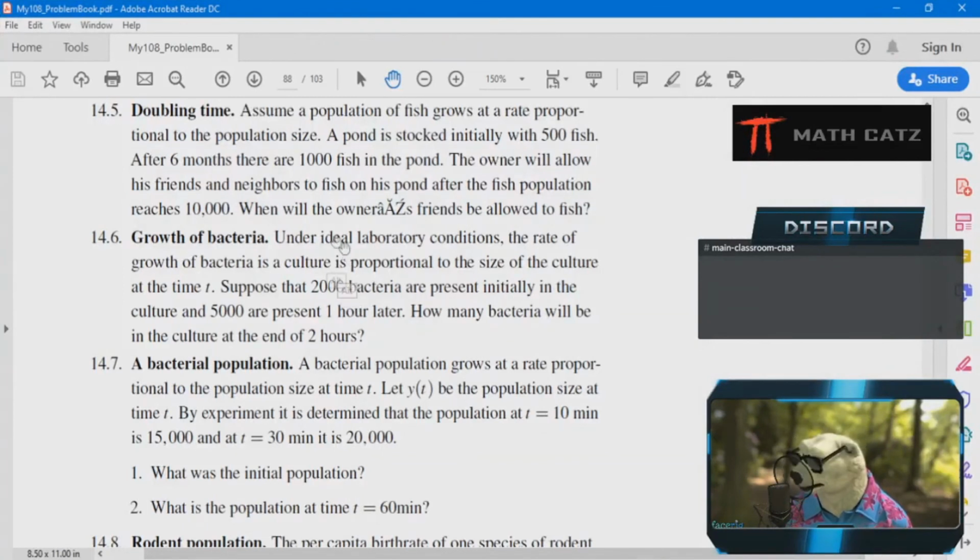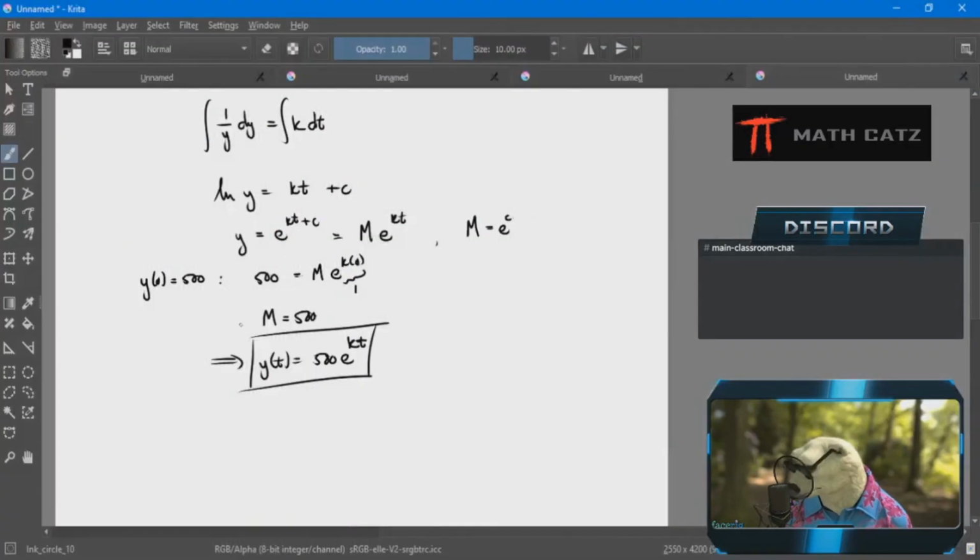They give me the fact that after 6 months, there will be 1,000 fish. So this is what we call doubling time, that from 500 double to 1,000 takes 6 months. And we'll say something about that in a second. Right now, I don't really care what information they give me. I just need information to get this growth constant K.